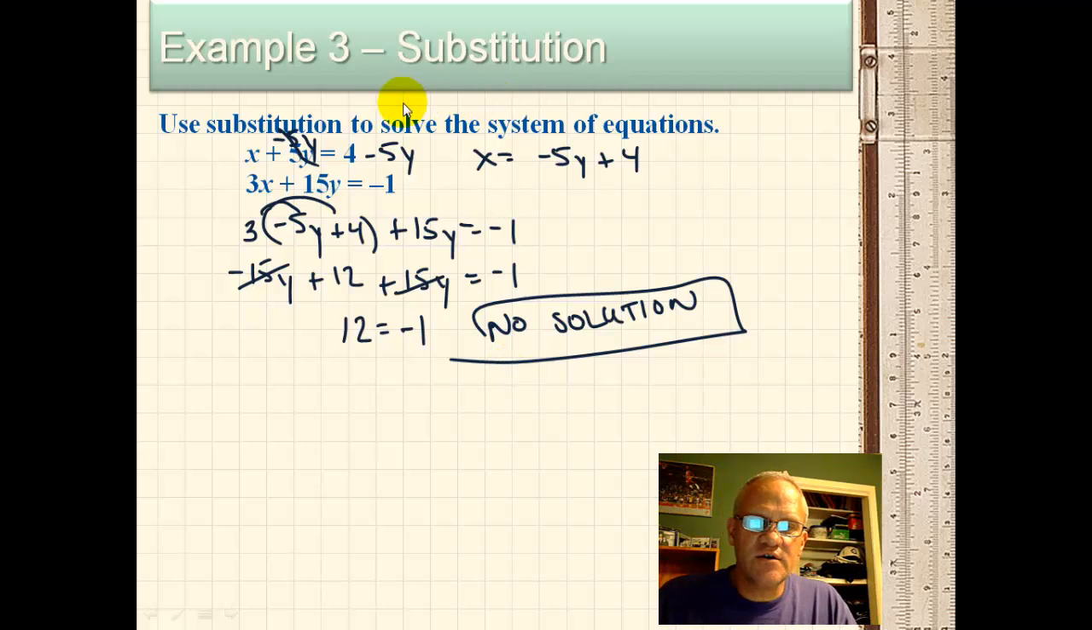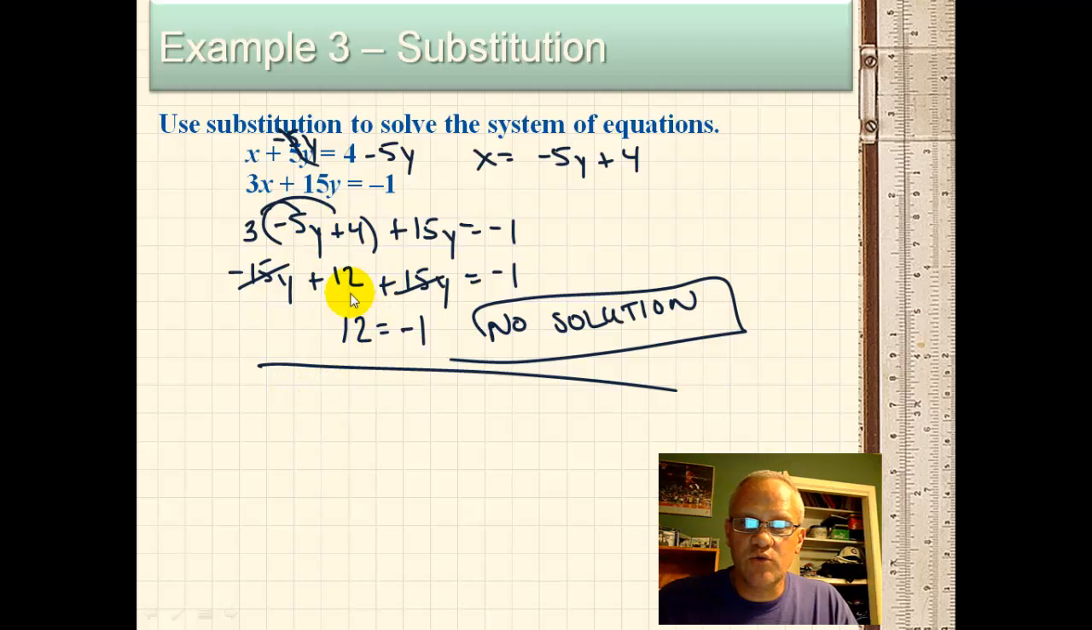When all of the variables cross out, which they did here, and all you have left are numbers, then look to see if they equal each other. If they equal each other, it's infinitely many solutions. If they don't equal each other, it's no solution. So in that case, it's a no solution.